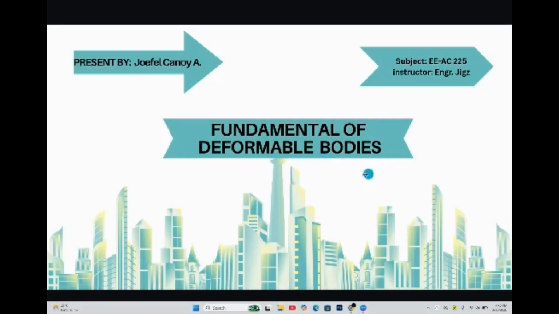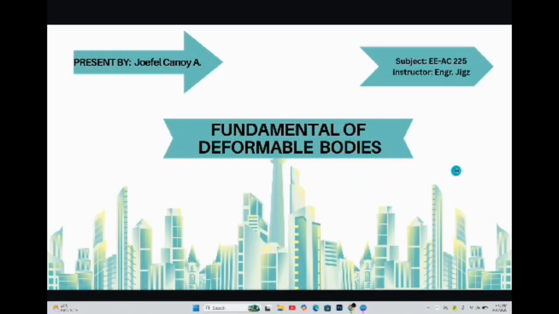Fundamental of deformable bodies is also called mechanics of deformable bodies or strength of materials. It is a branch of mechanics that studies how solid objects deform and respond to applied forces, beyond just their motion or equilibrium, which is the focus of rigid body mechanics.